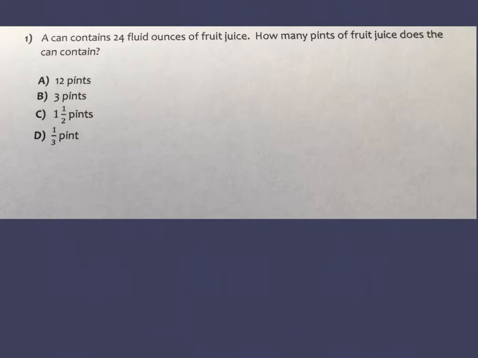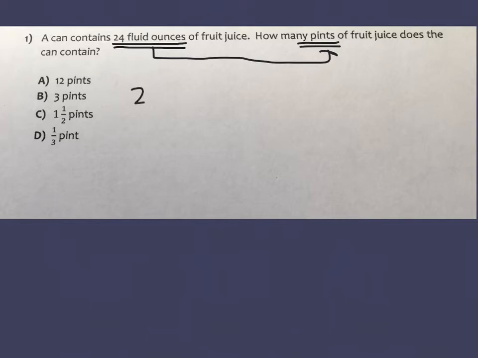In this problem, a can contains 24 fluid ounces of fruit juice. How many pints of fruit juice does the can contain? So we want to go from fluid ounces to pints. When we look at our STAAR reference card, though, we see that we can go from fluid ounces to cups and then from cups to pints. So we're first going to go from fluid ounces to cups because we can't go directly to pints.